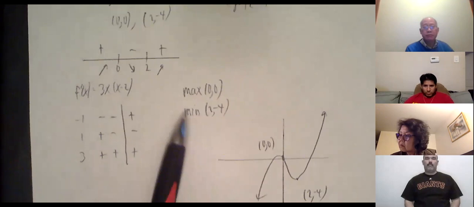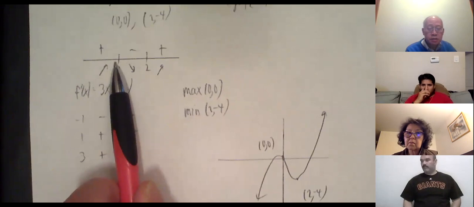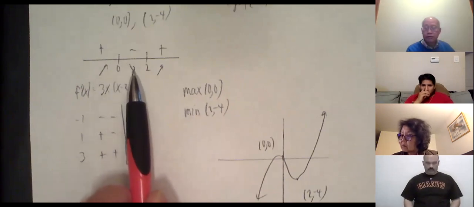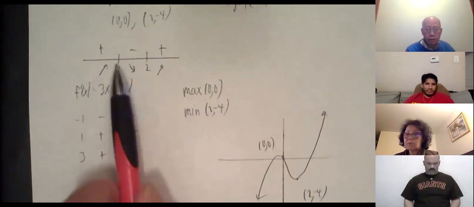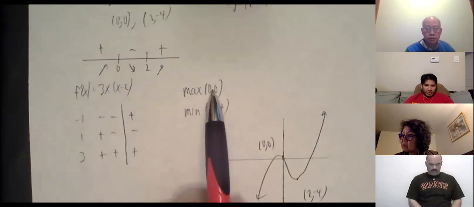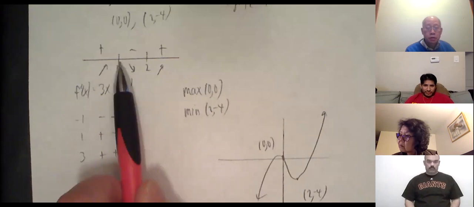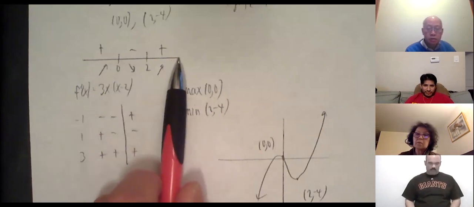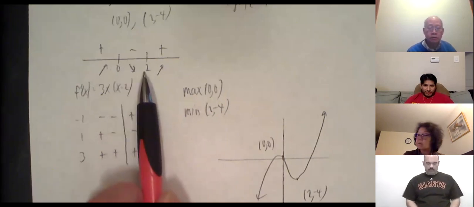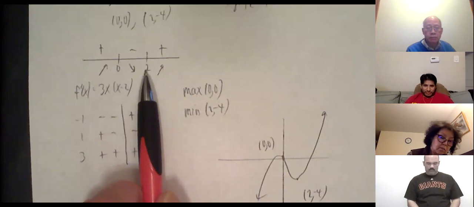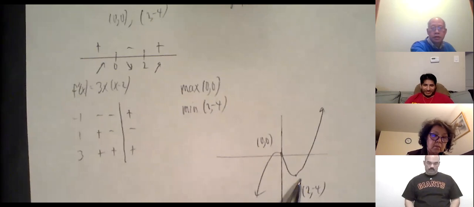All right, now I can determine maximum and minimum points. At x equals 0, the graph increases and then decreases. Think of a roller coaster ride, or you're walking or you're driving. You go up, then you go down. You reach the maximum. So I have a maximum at 0, 0. Look at x equals 2. You decrease, and then you increase. So on your ride, you go down, and then you go up. You bottomed out. You reach the minimum value. So I have a maximum at 0, 0, a minimum at 2, negative 4.